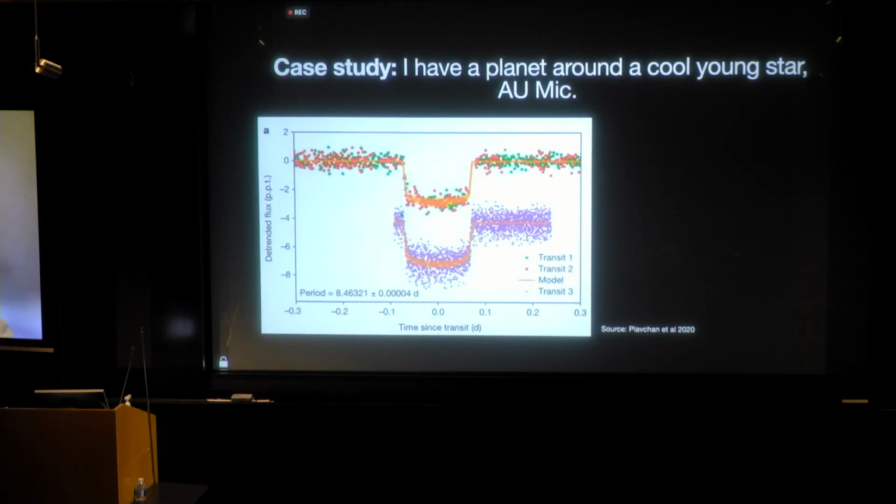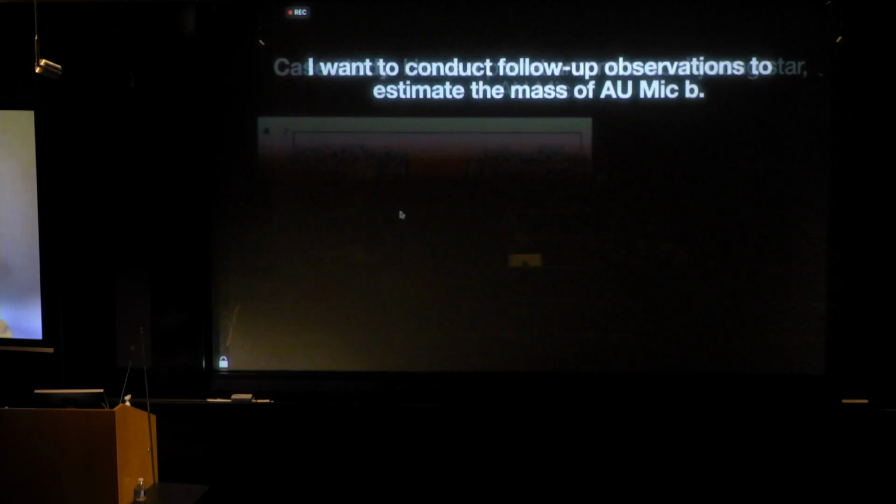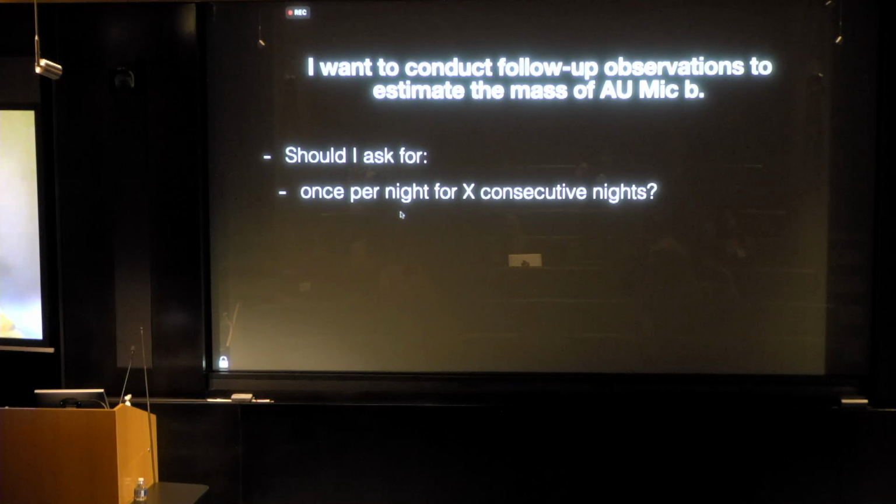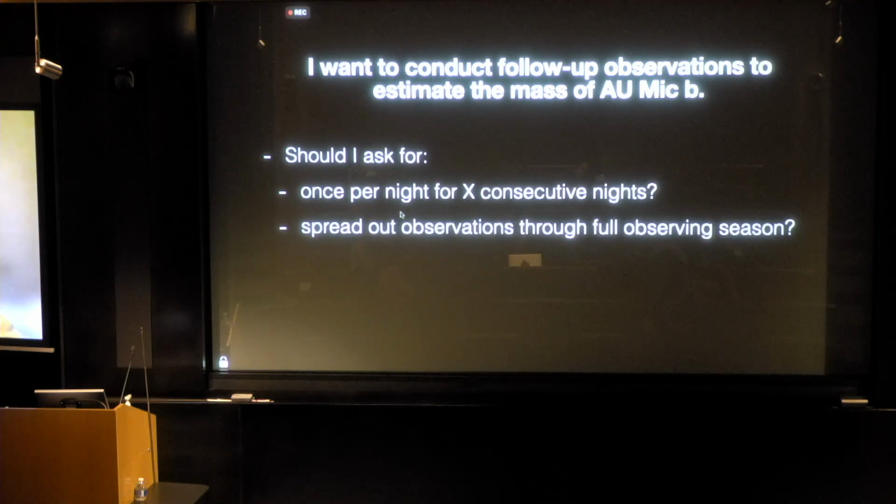Now, to illustrate this, we're going to take an example of a canonical young noisy star, AU-MIC. This has 3 planets. We're going to pretend for our case that we have just 1 planet around it. And then let's say I want to conduct a follow-up observation to estimate the mass of AU-MIC-B. So should I ask for once per night, 2, 3, 4, and so on? Should I ask for spread out observations that span the full observing semester? So say every other night could be 1, 2, 3.